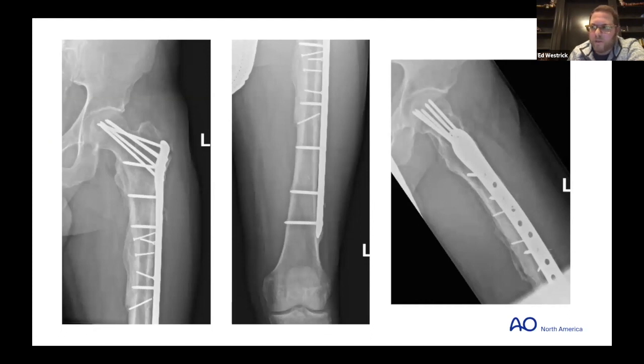So final images, and we always say it, it's cliche and corny, but in my hands, this was the best I could do for him.